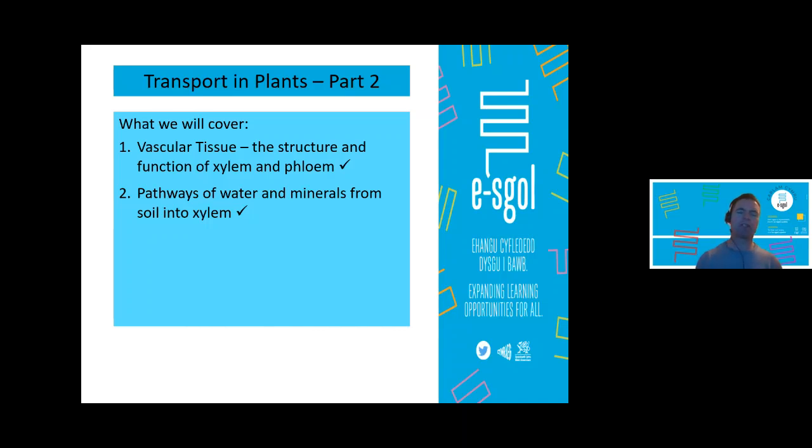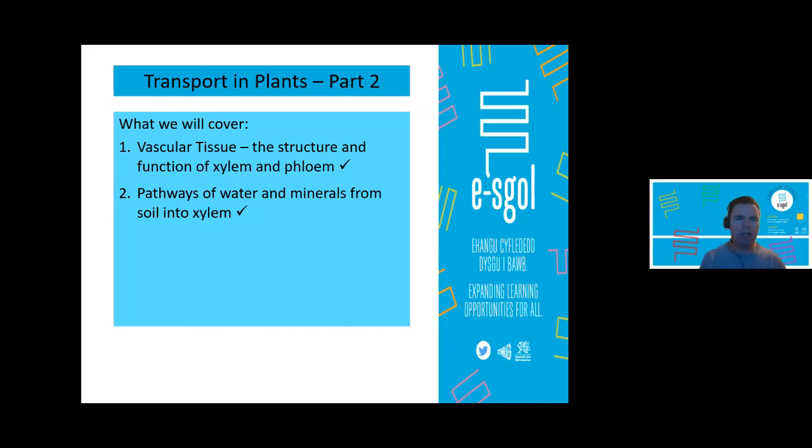And the key thing we looked at last time was the pathways of water and minerals from the soil into the xylem. Those recordings are available now, so you can go and look at those if you haven't done so already, so that you can then be in a better position to engage with what we cover today.